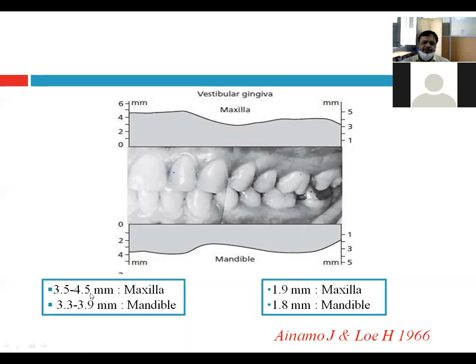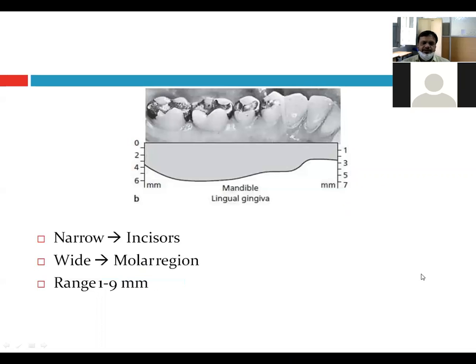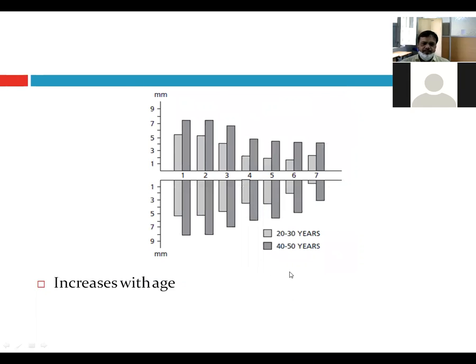So the highest is in the maxilla, where it is 3.5 to 4.5 millimeters, and in the mandible it is 3.3 to 3.9 millimeters, whereas it is lowest in the maxilla in the first premolar region, where it is 1.9 millimeters, and in the mandible it is 1.8 millimeters. So as we can see, the width of attached gingiva increases with increasing age.